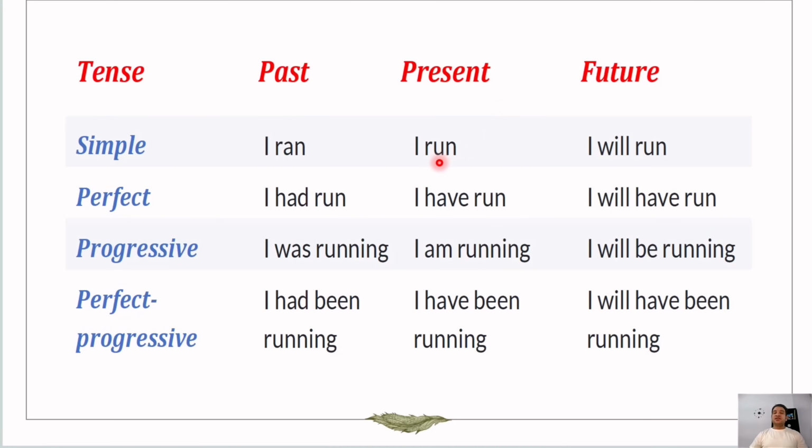Like, for example, the verb run in a base form or in the first form, it is run. In a past form, it is ran. In a past participle form, it is run. So we can say run, ran, run. Okay? And many other irregular verbs, like, for example, think, thought, thought, write, wrote, written.